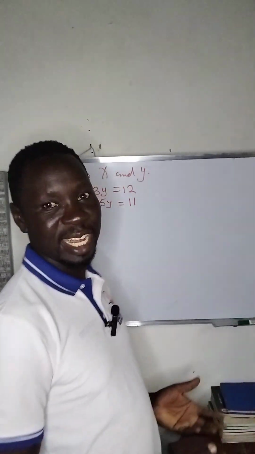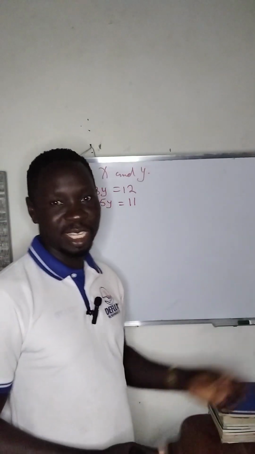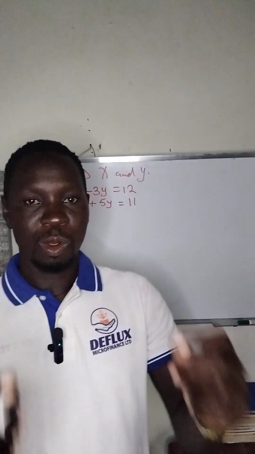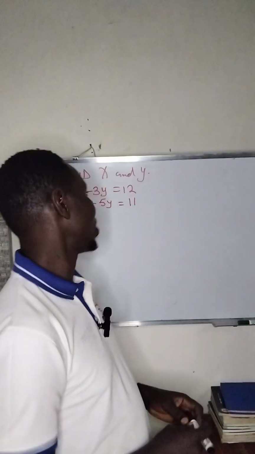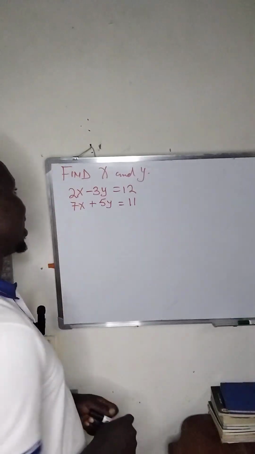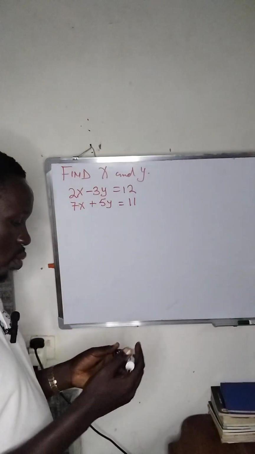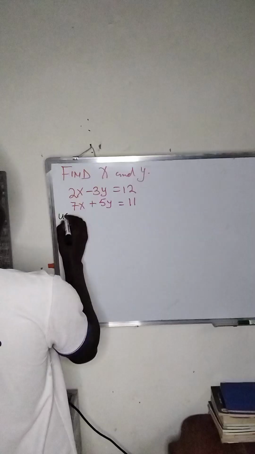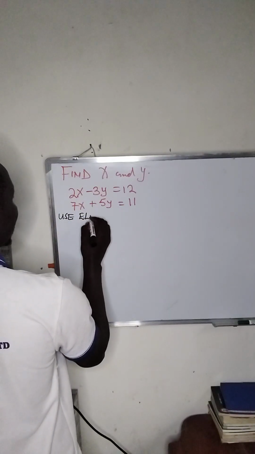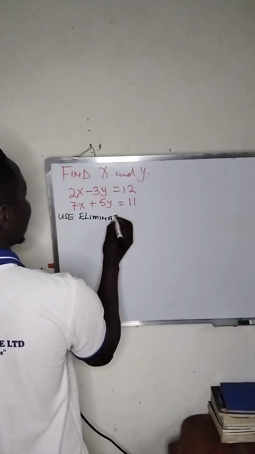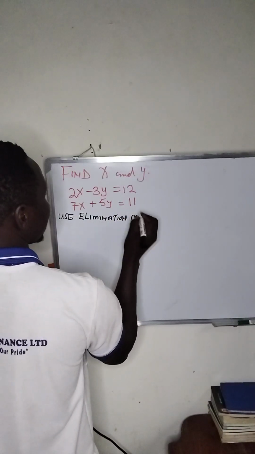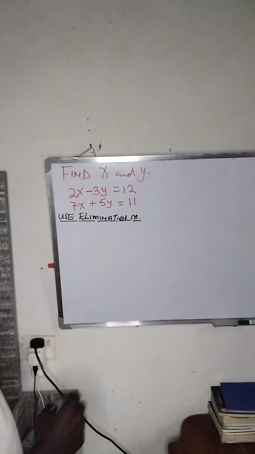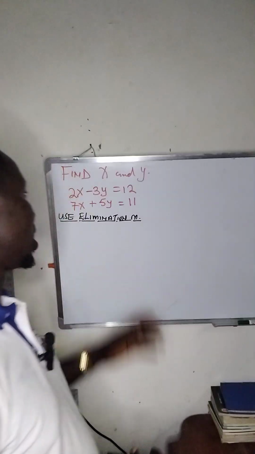These numbers are called simultaneous equations. We are having two equations with two unknowns. That's why we are going to solve them simultaneously. Today, we are going to use what we call the elimination method.